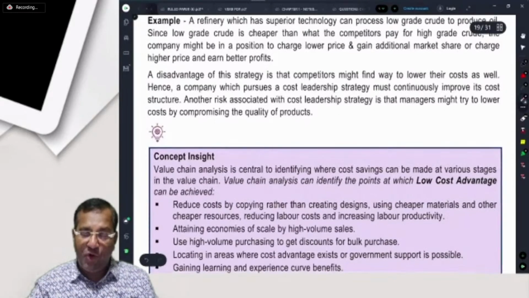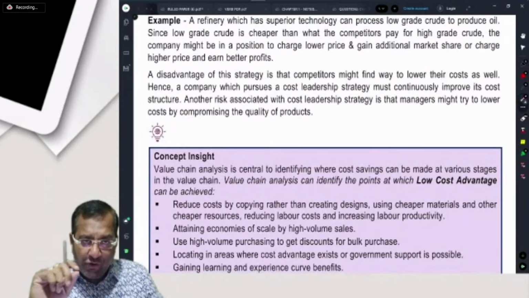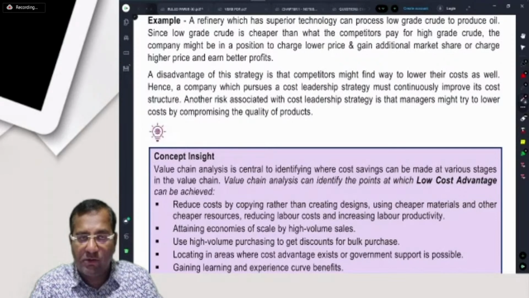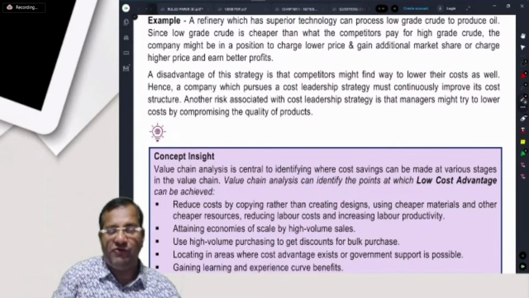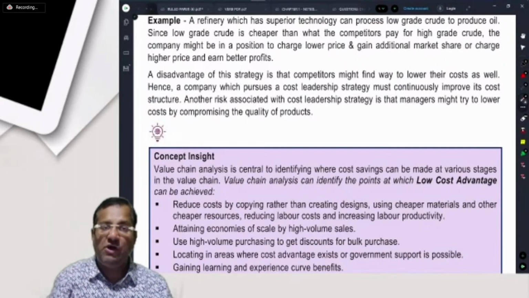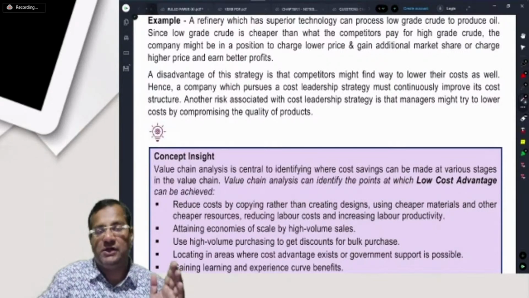The second point, although a remote one: in order to reduce our cost, we might compromise on quality. But I already told you, beta, if you are providing lower quality to your customer and thereafter getting lower cost, it is of no use. The important point is, in low cost advantage, you are offering the same quality product, but you are manufacturing the product at a lower price as compared to the industry cost. Then only you are having the low cost advantage.